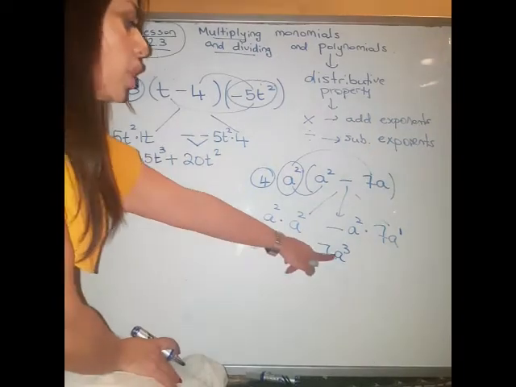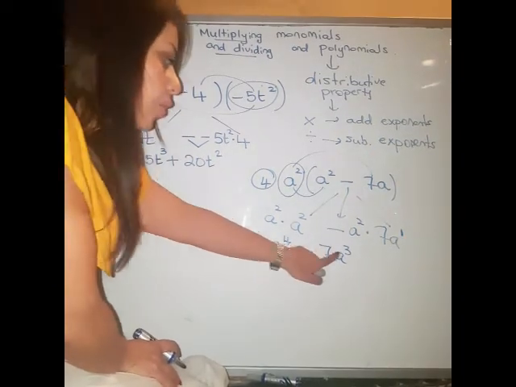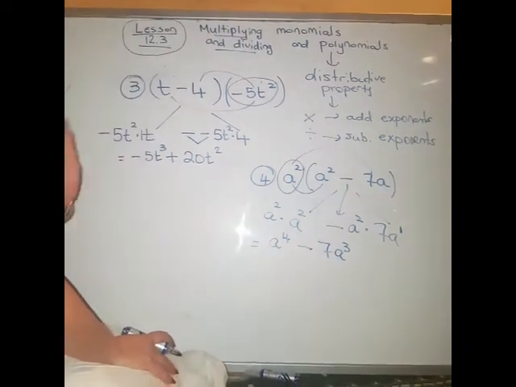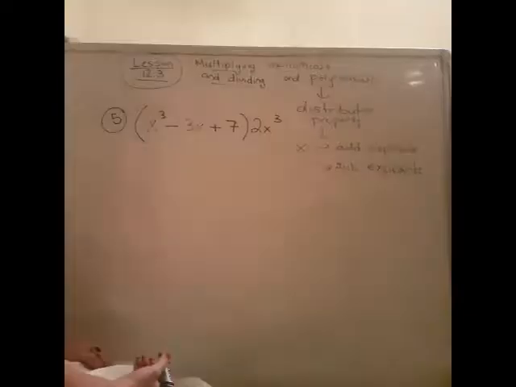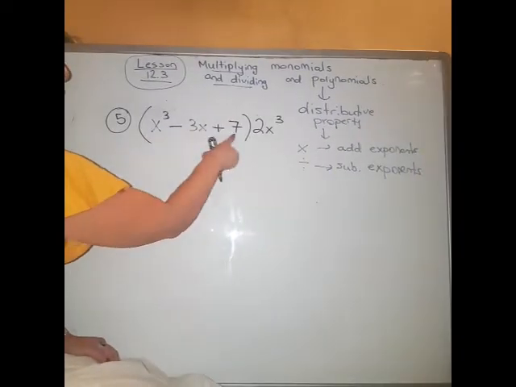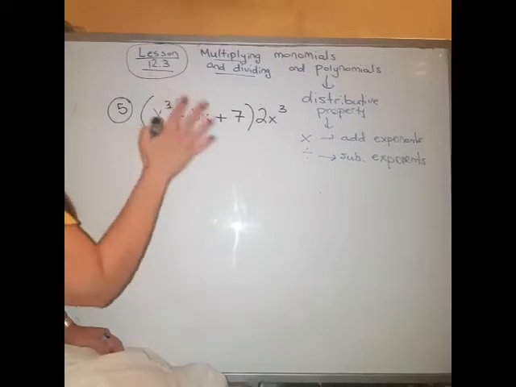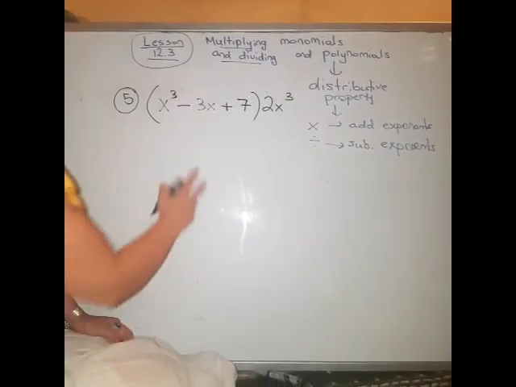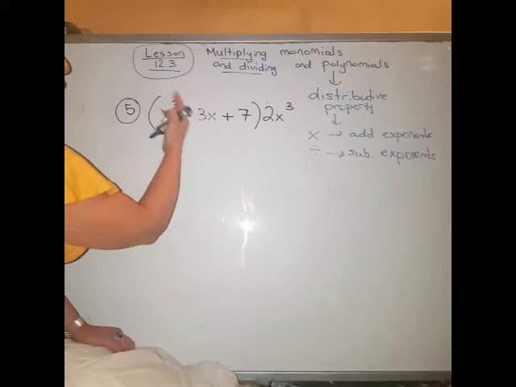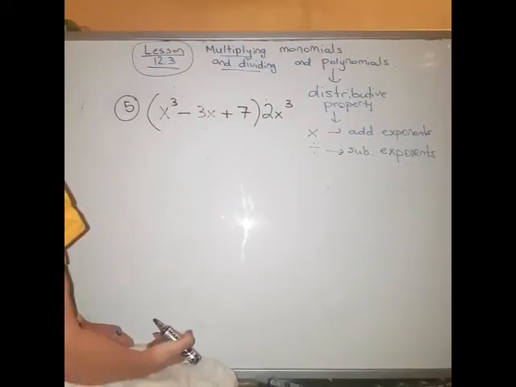Can I add or subtract them? No, I can't. This is a to the fourth, this is a to the third. I just leave it as it is. Here I have 3 terms in my parentheses. Just the same thing, I don't change anything. If I have 2 terms, if I have 3, if I have only 1, again, it's the distributive property.